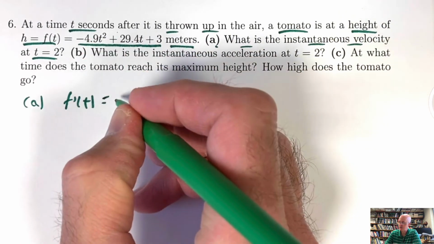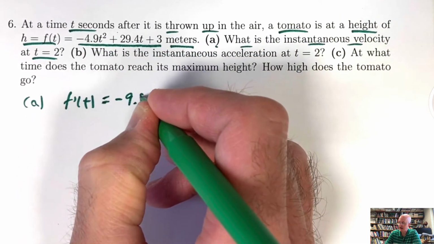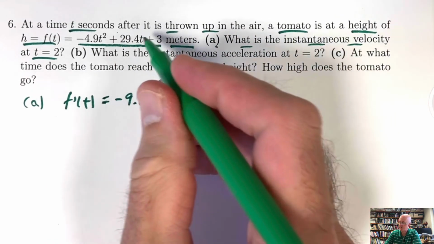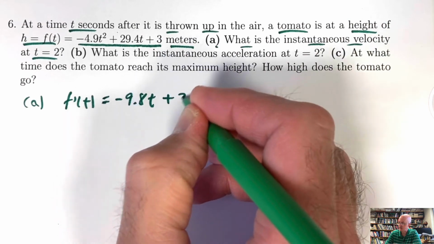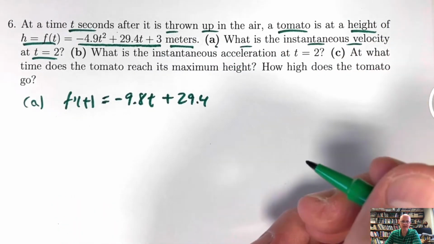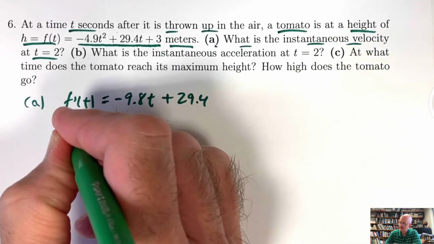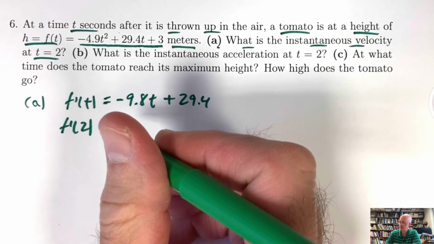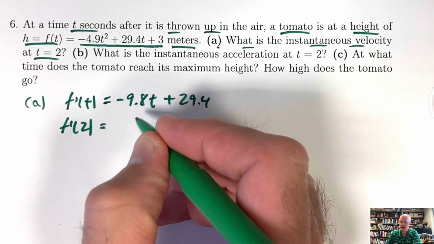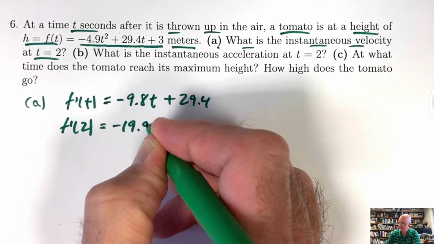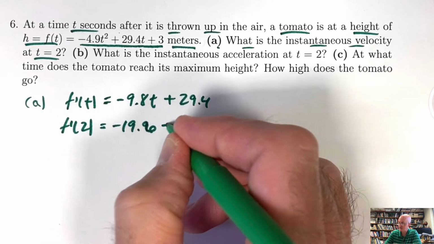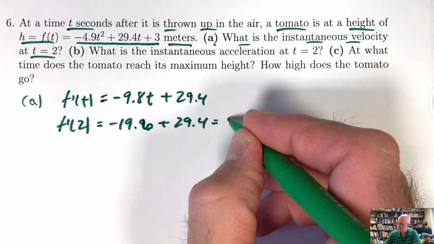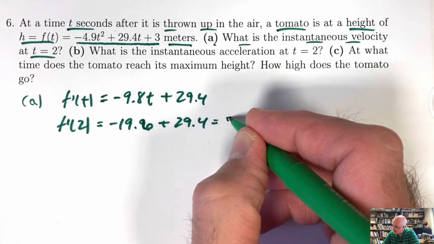Bring down the 2. 2 times negative 4.9 is negative 9.8. Subtract 1 from the exponent. 2 minus 1 is 1. The derivative of 29.4t is just 29.4, and the derivative of 3 is 0. Plug in t equals 2. Evaluate. Don't forget to also include units. Negative 9.8 times 2 is negative 19.6, plus 29.4. This is going to be positive. What will it be? 8.8? Is that correct? Or 9.8? Let's see, yeah, 9.8.